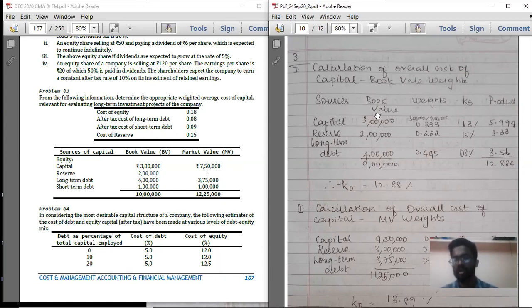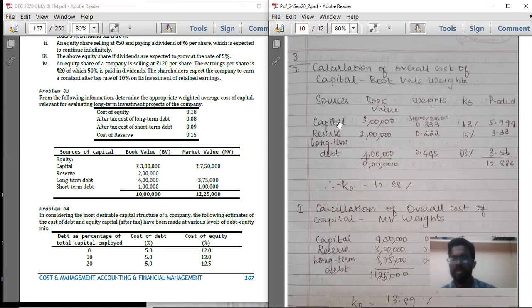Below that book value record A. Below that weights record B. Below that KS record C. Below that product record D is equal to B into C.